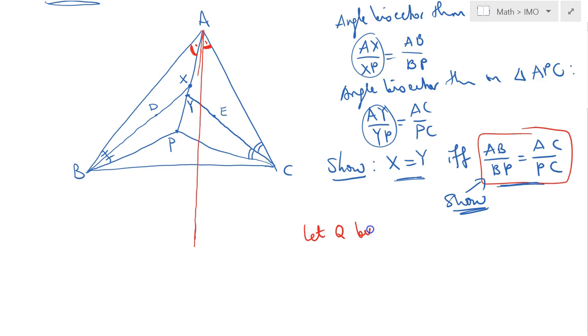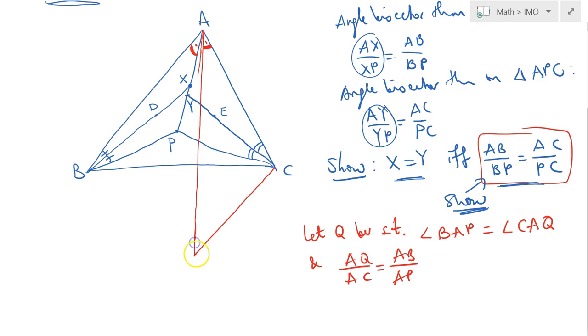such that, let me first write that, angle BAP is equal to angle CAQ, and Q is exactly at the point such that AQ to AC is equal to AB to AP. So this would have implied the existence of a spiral similarity, if you will. So Q is at this point.